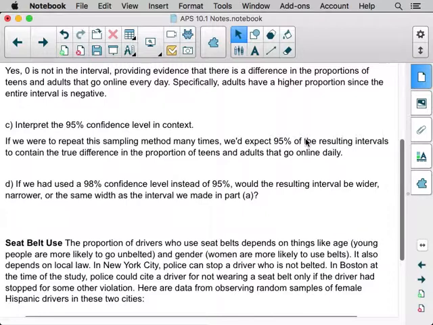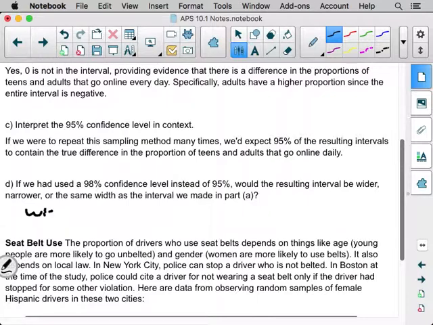Then another thing that we talked about back in chapter 8 was manipulating the size of our interval. What if we used 98% confidence instead of 95? If we need more confidence, what happens to the interval? It gets bigger. If we're more confident that we've caught it, wouldn't that mean that we had to use more values to gain that confidence, right? The more values we have, the more confident we are that we've actually caught it. So yeah, this would result in a wider one.